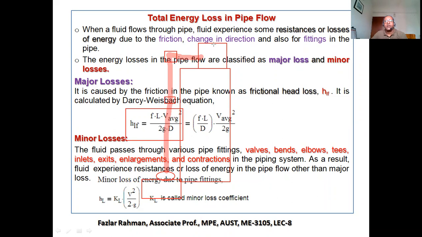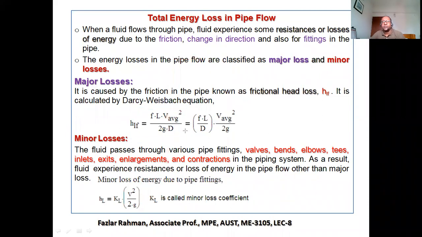So how can we figure out that head loss? There are two types of head loss. Number one is major loss, which we already figured out by the Darcy-Weisbach equation. Major head loss means head loss by friction. The other one is minor losses. Now, why the minor loss? Due to the fittings and change in direction. Okay. So how will we figure out the minor loss?